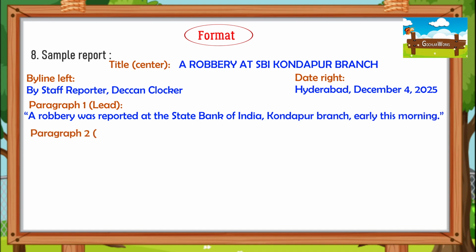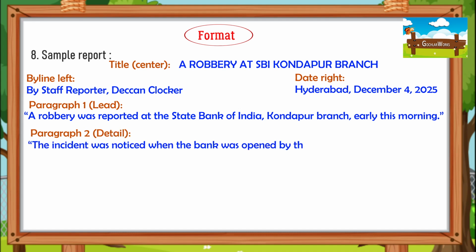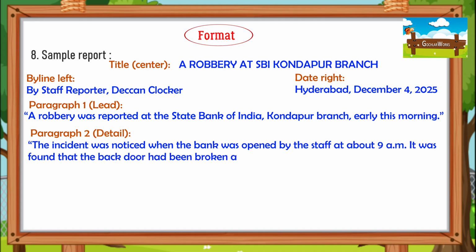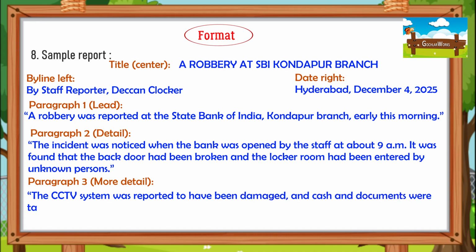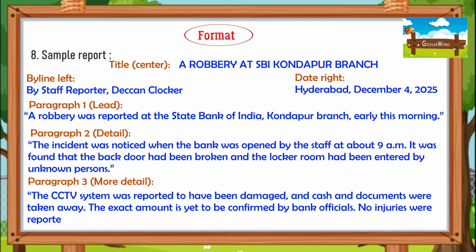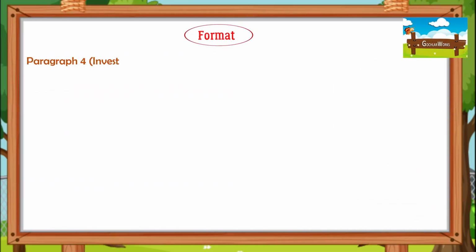Paragraph 2, the details. The incident was noticed when the bank was opened by the staff at about 9 am. It was found that the back door had been broken and the locker had been entered by unknown persons. Paragraph 3, which shows more detail. The CCTV system was reported to have been damaged and cash and documents were taken away. The exact amount is yet to be confirmed by the bank officials. No injuries were reported.